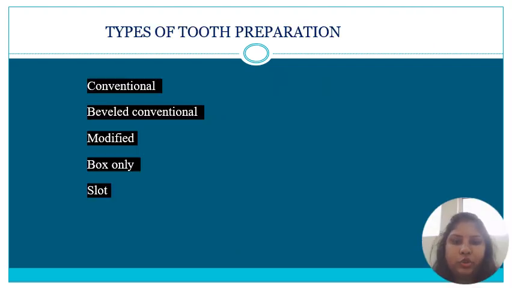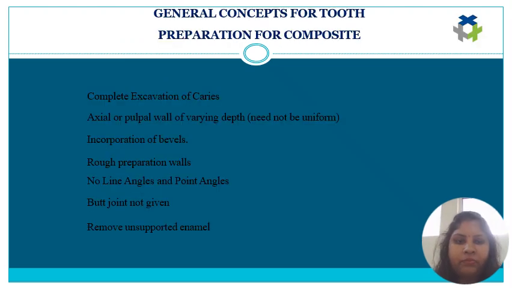Next, the types of tooth preparation. You have conventional preparation, bevel conventional, modified, box only and slot preparation. So the general concepts for tooth preparation of composite are: we have to completely excavate the caries, axial or pulpal wall of varying depth, then incorporation of bevels, rough preparation walls, no line angles and point angles, butt joints are not given, removal of unsupported enamel.